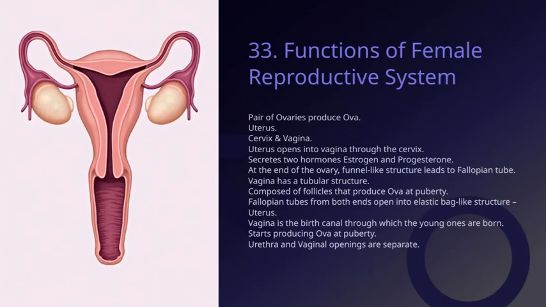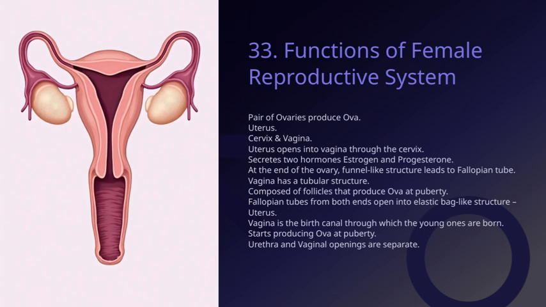Let's take a closer look at the functions of the female reproductive system. The pair of ovaries are essential because they produce ova, which are the eggs necessary for reproduction. The ovaries are connected to the uterus, which is the central reproductive organ. The uterus is where a fertilized egg can develop into a baby.